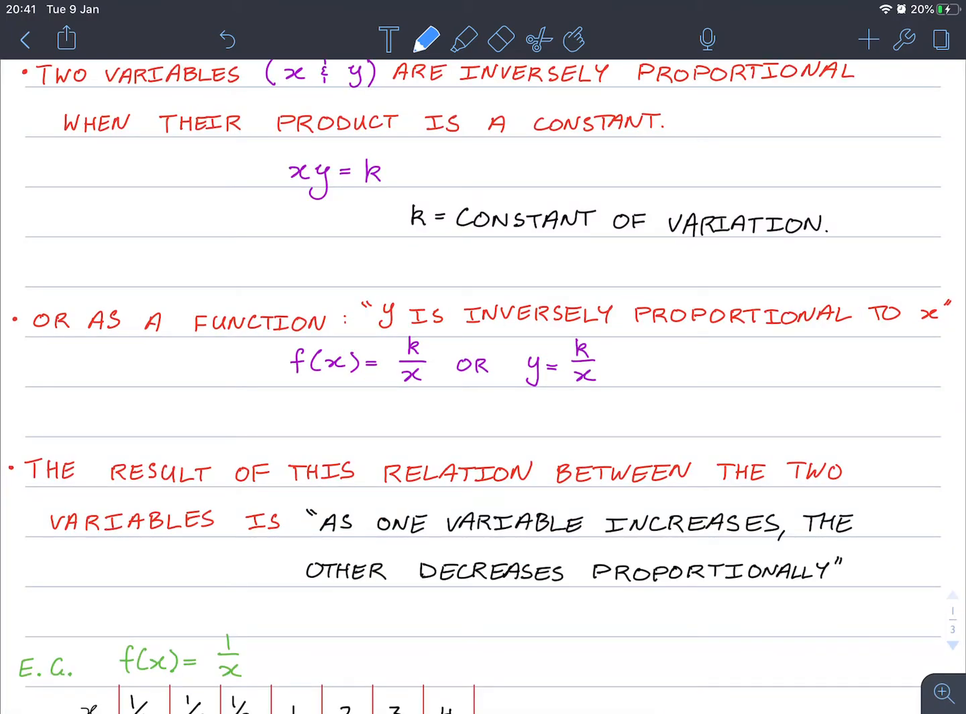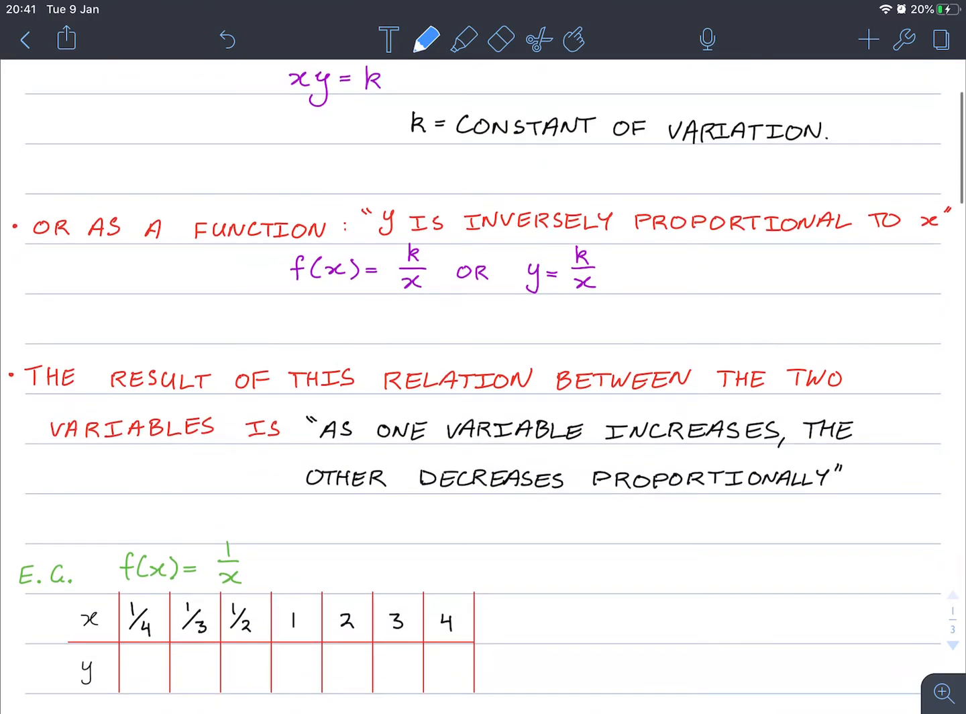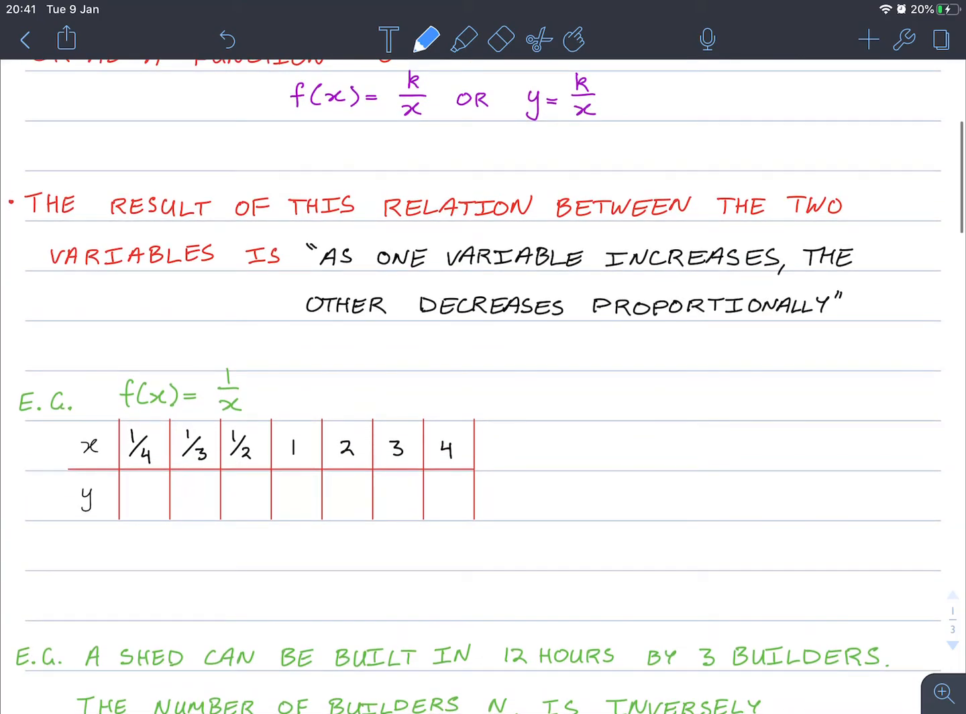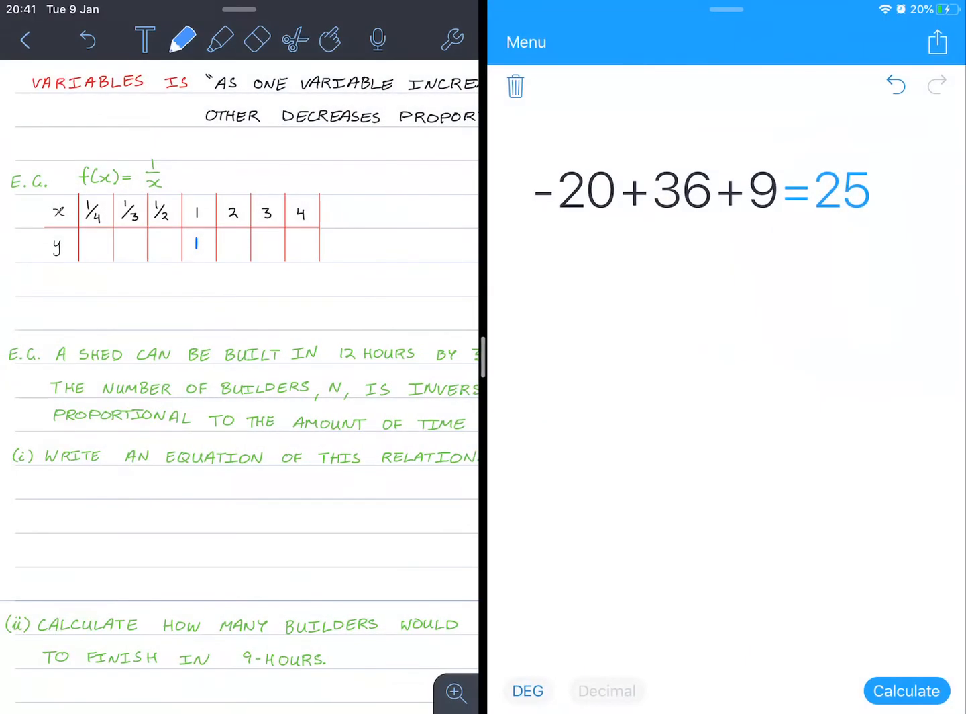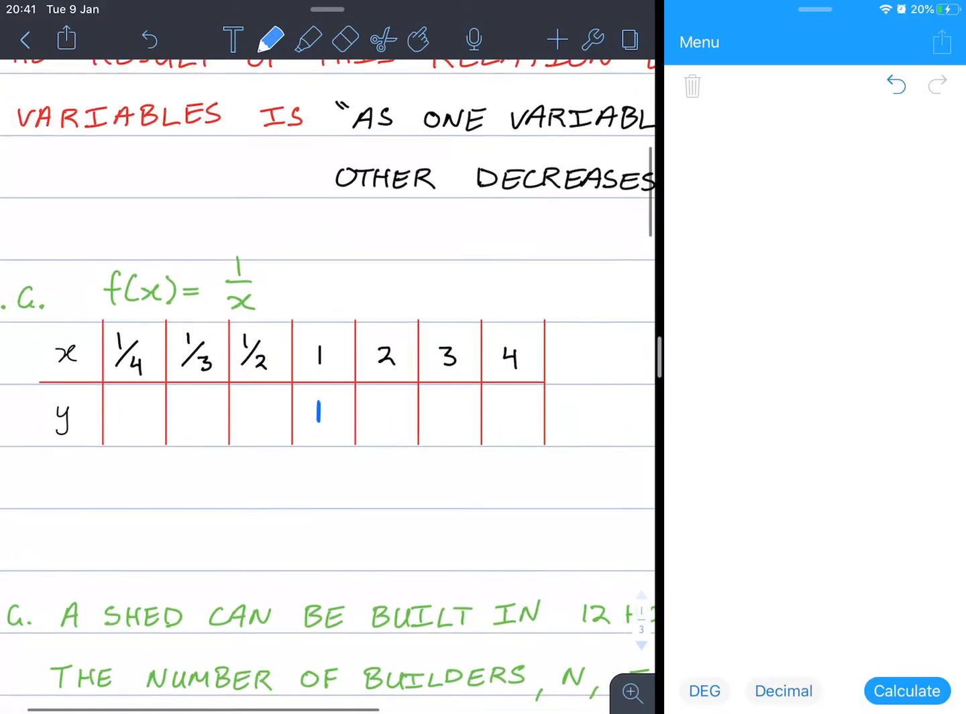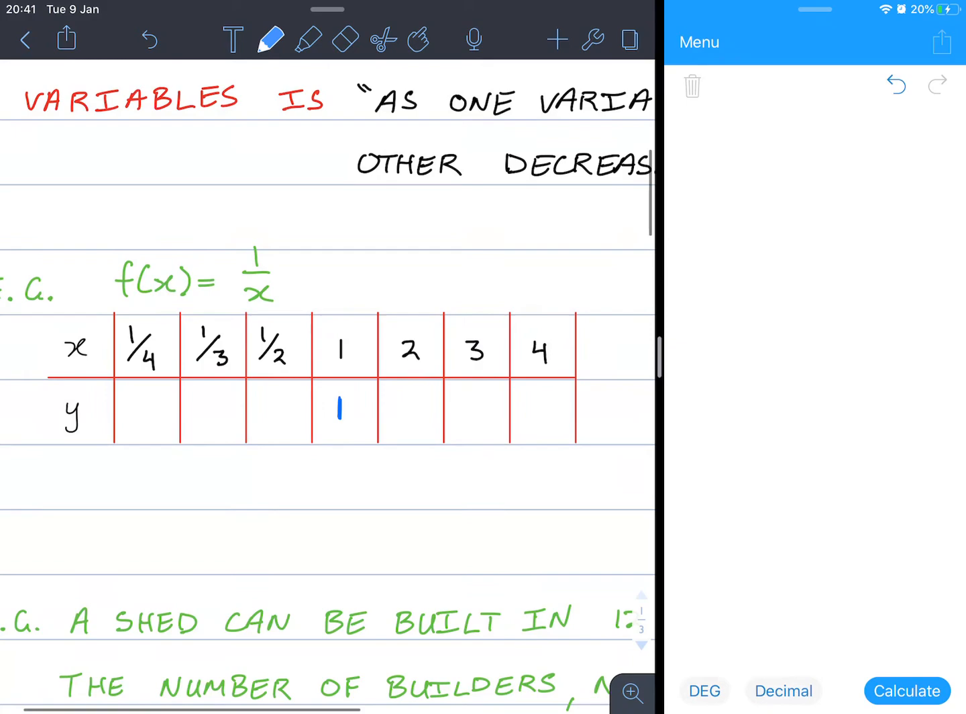The result of this relation between the two variables is, as one variable increases, the other decreases proportionally. I'll show you what this means here. If we let y equal 1, I'll grab my calculator here just so you can see what will happen. Now, if we double x, what will happen to y? Well, it's now going to be 1 over 2, so y is equal to half.